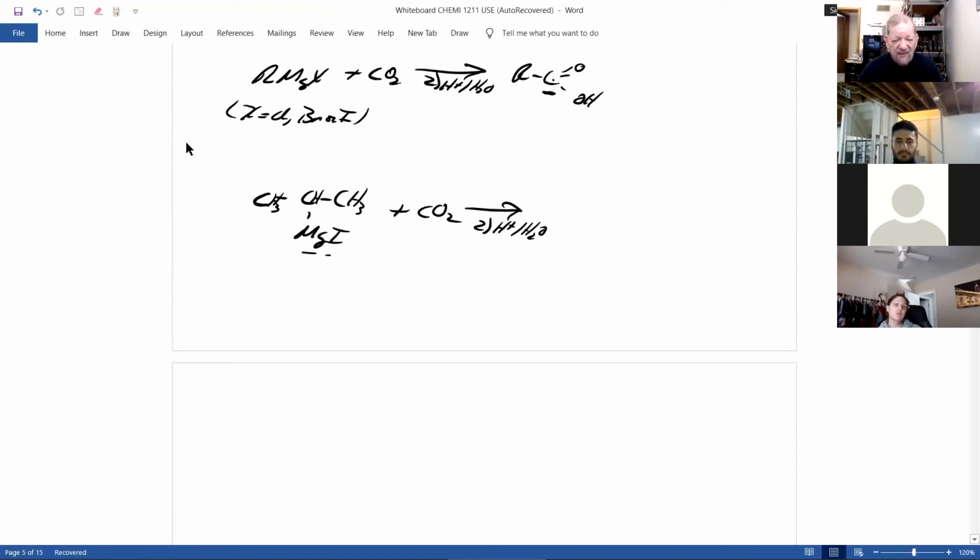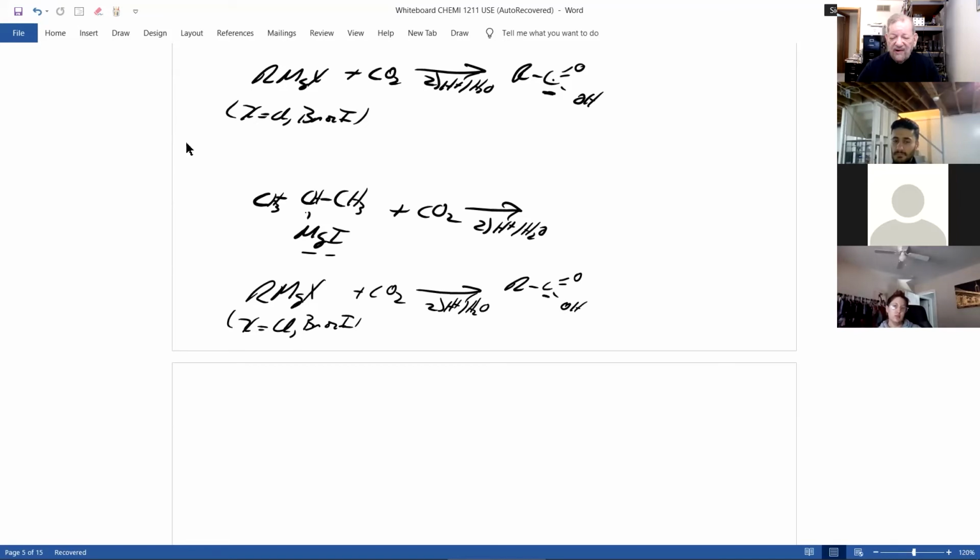All right, what's different? Ooh, a magnesium iodide on a carbon. This is a Grignard. Remember, X can be chlorine, bromine, or iodide. In this case, it is iodide. And we're reacting with CO2, second step, acid and water, and you get a carboxylic acid that's one carbon longer than the R group you started with.